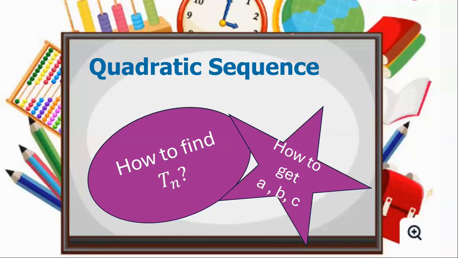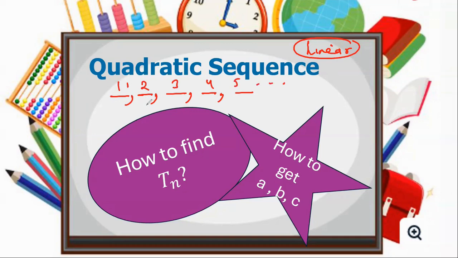Quadratic sequence. Before starting this type of sequence, we'll understand the meaning of sequence. Sequence means whenever we are writing some terms in a definite order. Earlier, we have learned about the linear sequence, in which the first difference is the same. Suppose I'm saying 1, 2, 3, 4, 5, and so on. If you see the difference between two consecutive terms, subtracting 2 minus 1, you are getting 1. 3 minus 2, 1. 4 minus 3, 1. 5 minus 4, 1. So every time the difference is constant, the same. So that is the linear sequence.